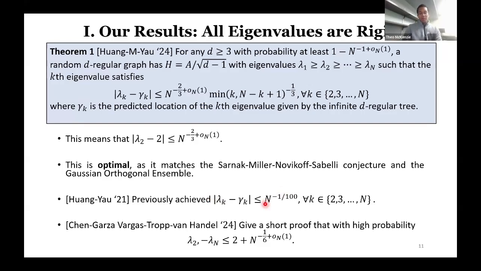And just to compare it to some other work, like I said, Huang and Yau previously achieved lambda k minus gamma k is at most n to the minus 1 over 100. And then in this other recent work, it's very nice work of Chen, Garza-Vargas, Tropp, and Van Handel, they gave a very short proof that gives a slightly weaker bound that these edge eigenvalues are always at most 2 plus n to the minus 1 over 6 plus little o of 1. So this is a weaker bound, but it's a very nice, very short proof. And also it generalizes to other types of graph models as well. So yeah, just to give a comparison here.